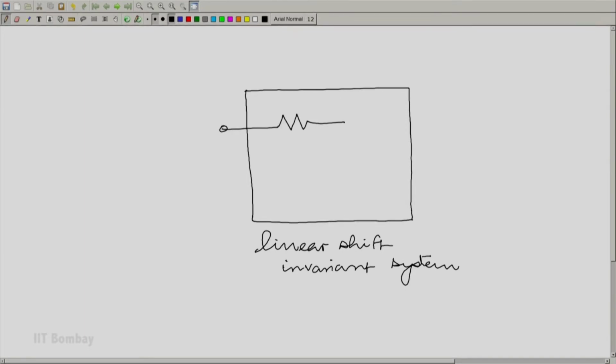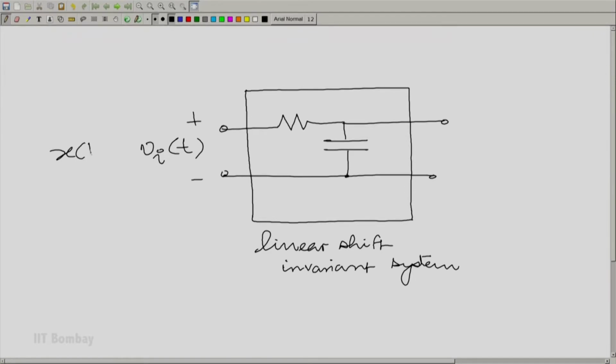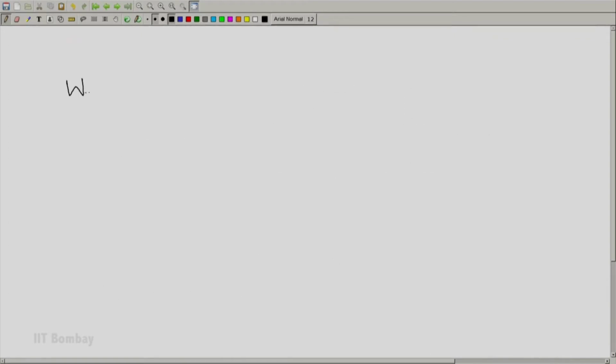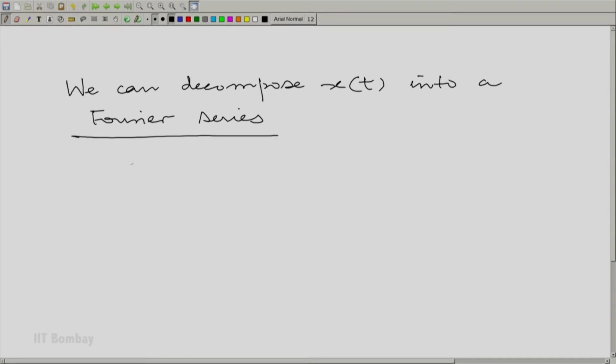Essentially a resistance and a capacitance in series, where the input voltage is applied across the series combination. Let us call it vi(t), and we could also call it x(t) in our standard notation, and the output voltage vo(t), which would be called y(t) in our standard notation, is the voltage across the capacitor. The input x(t) is periodic with period T. So, of course, we can decompose it into its Fourier components.